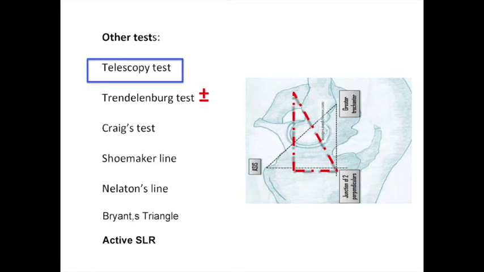The Craig's test is for anteversion. Now in trochanteric fracture there is severe external rotation malunion, so the anteversion will have a hit, but you need rotations to be possible to test this.